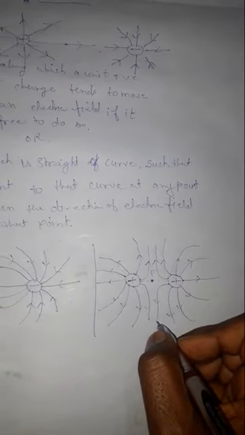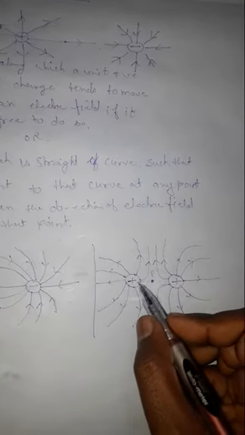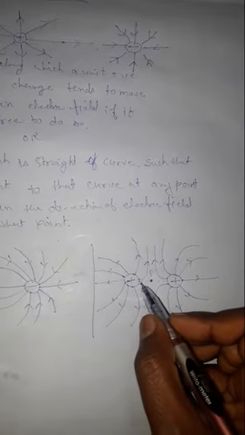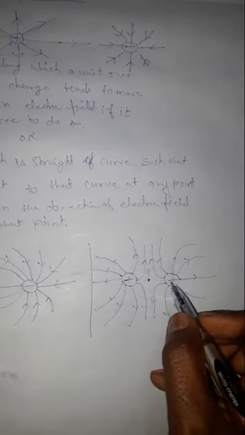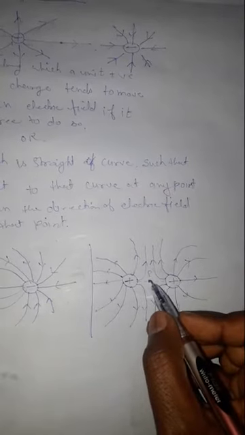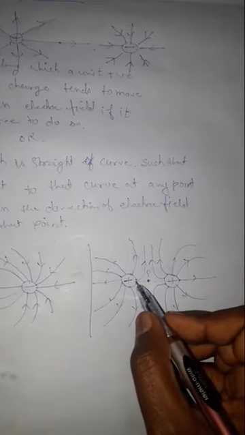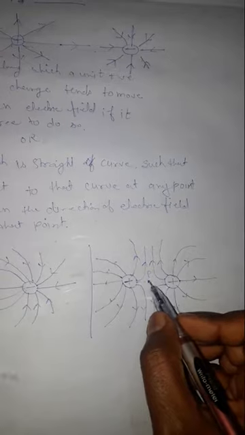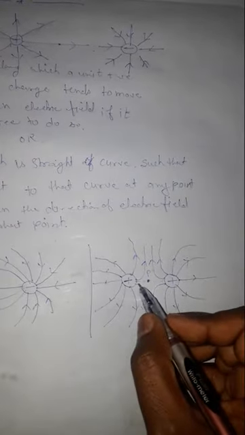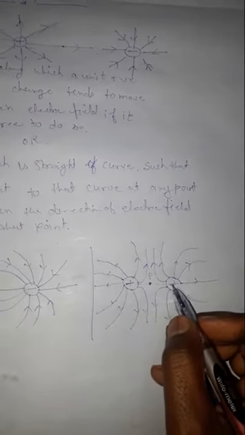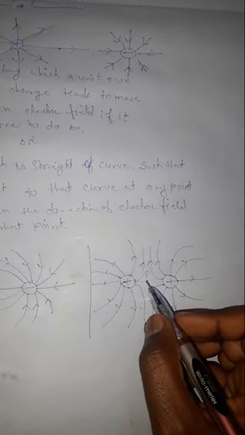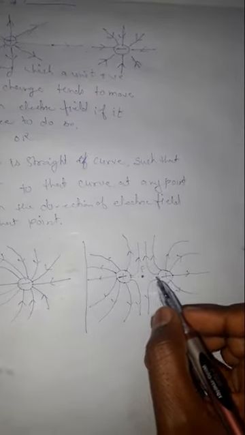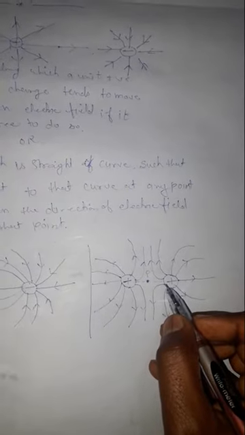If the charges are equal and similar, meaning equal in magnitude and similar in nature, then the neutral point exists exactly at the midway of the two charges. If one charge is small and the other is large, then this neutral point is shifted towards the smaller charge.